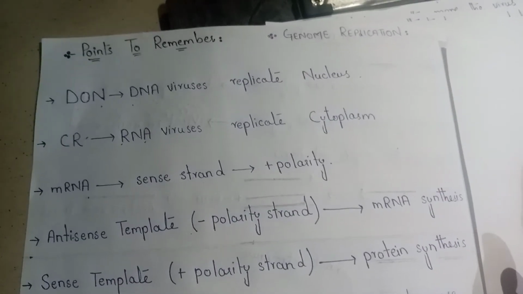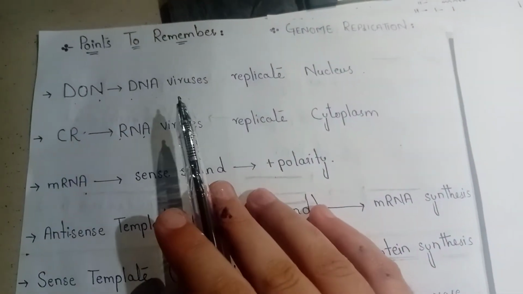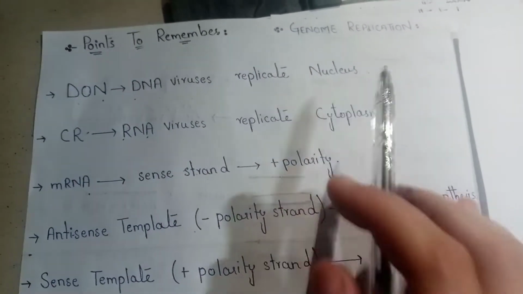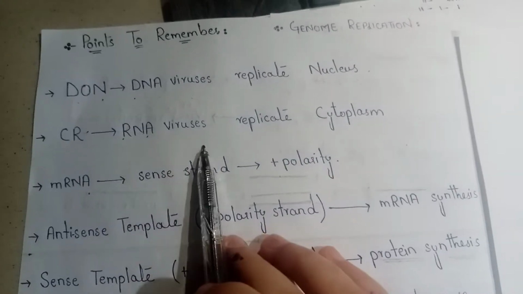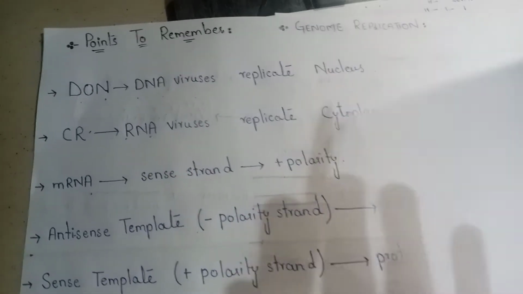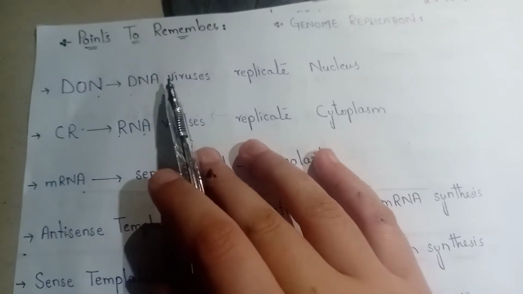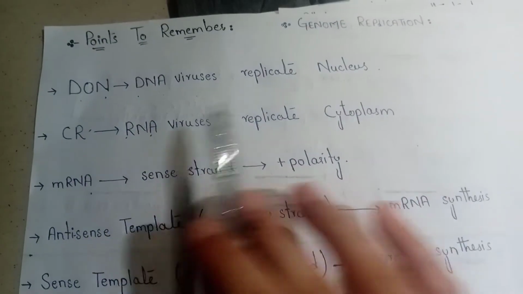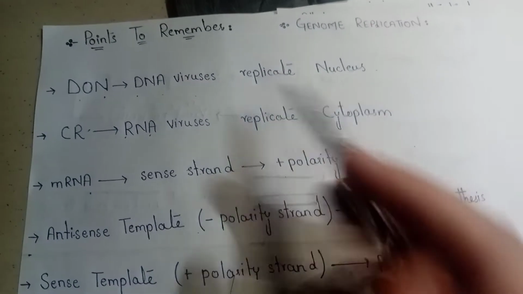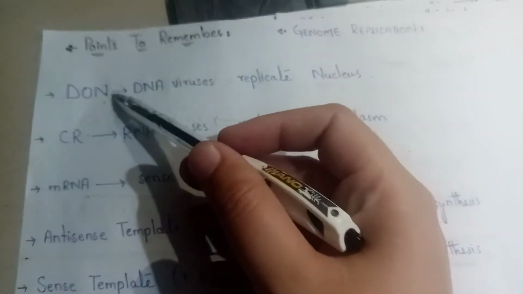I will start genome replication by first talking about some important points, and you have to remember those points. The first point is that DNA viruses replicate in the nucleus, while the second point is that RNA viruses replicate in the cytoplasm. You have to remember this. DNA viruses replicate in the nucleus, RNA viruses replicate in the cytoplasm. For that I have put two words here, DON and CR.